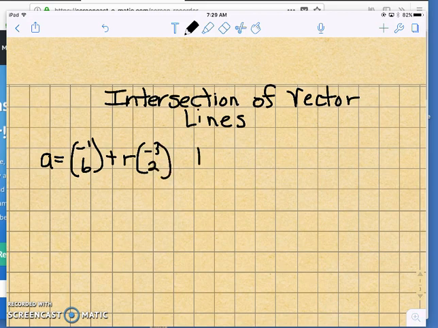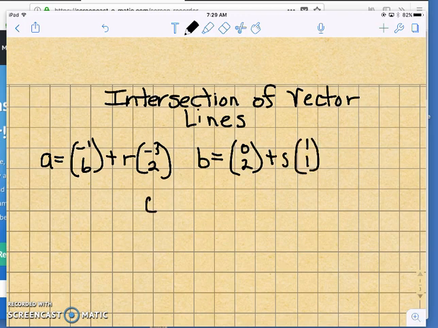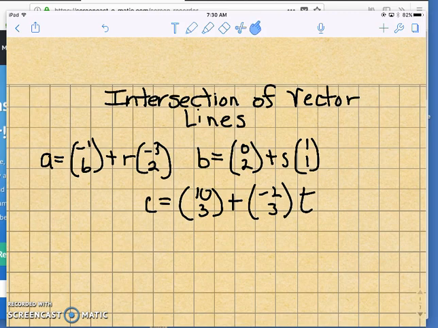Plus R times negative 3, 2. We're going to have line B equal to 0, 2 plus 1, S times 1, 1, and line C equal to, oops, let's not do negative 10, let's do positive 10, 3, plus negative 2, 3, T. I could have put that T beforehand as well.